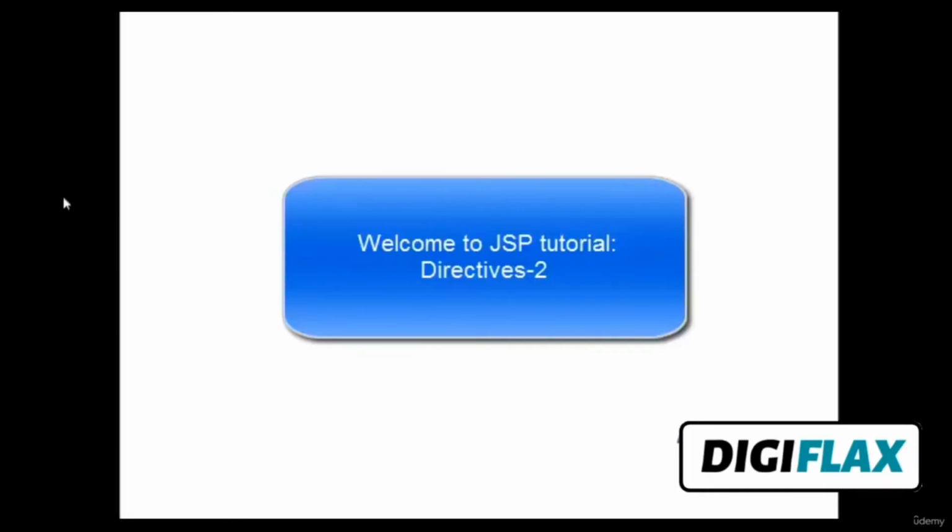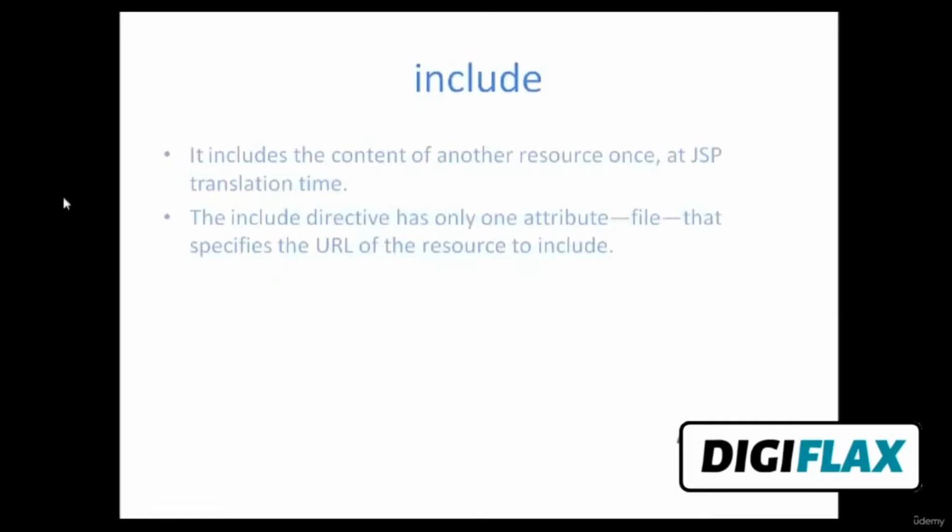Welcome friends, in this tutorial we are going to learn directives in JSP. Include directive. It includes the content of another resource once at JSP translation time. The include directive has only one attribute, file, that specifies the URL of the resource to include.